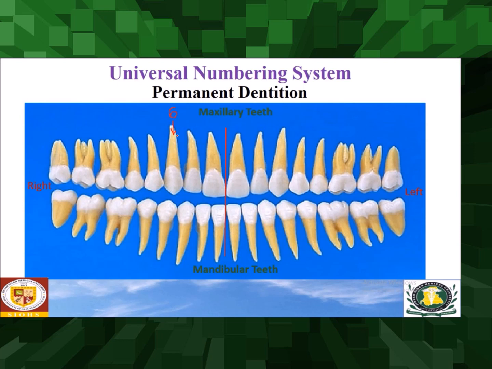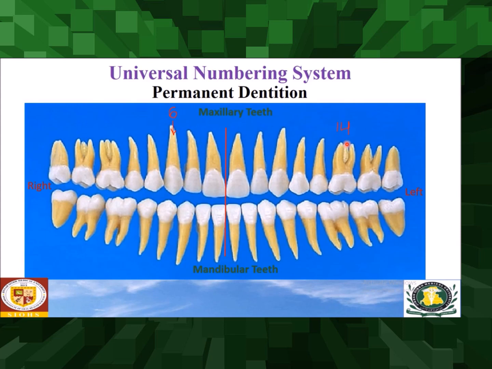Now, for the left maxillary first molar, this tooth is the left maxillary first molar. The number is 14. The number is 14 for the left maxillary first molar. After 6, 7, 8, 9, 10, 11, 12, 13 for the second premolar and 14 for the first molar of the left side.